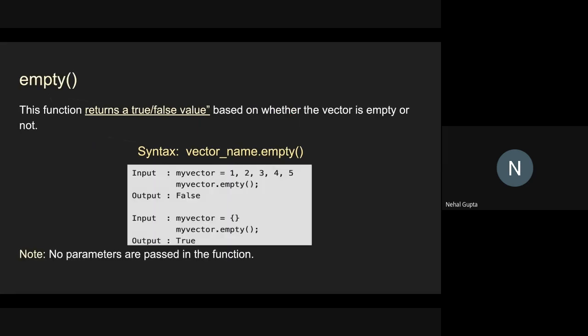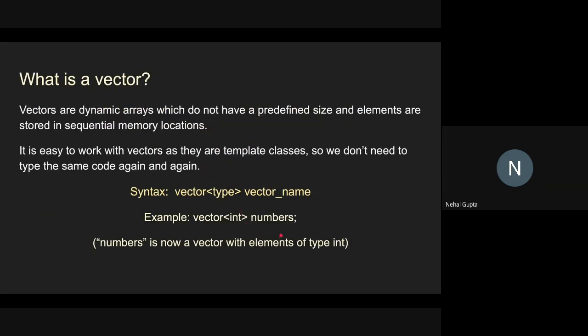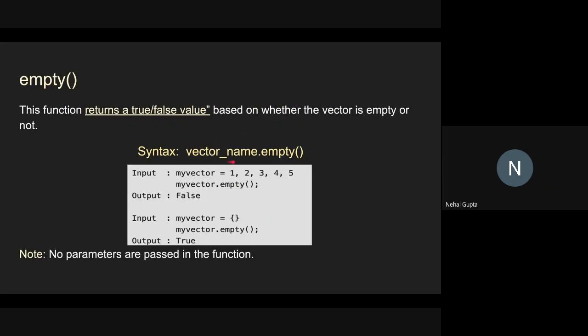So now we have empty. As the name suggests, it will simply tell us if the vector is empty or not, if it has elements or not. This function will return a true or false value based on whether the vector is empty or not. We define it again as vector name dot empty. Vector name, like we did numbers, so we can just write numbers dot empty. Again, no arguments are required here, no parameters.